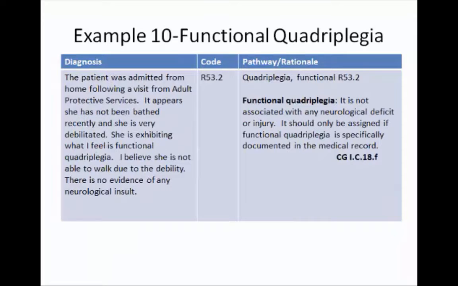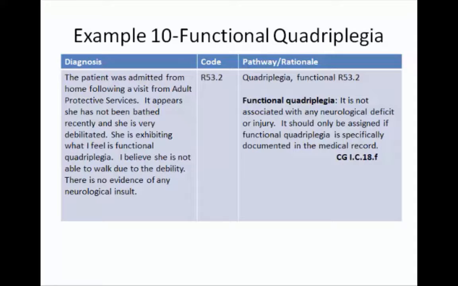Here we have a code for functional quadriplegia, and this distinction is made because if it were quadriplegia following a stroke or some kind of cerebrovascular insult, you could get a G code or an I code. But in this case, there's no other reason for this person's inability to move except for how debilitated she is. The patient was admitted from home following a visit from Adult Protective Services. It appears she has not been bathed recently, and she is very debilitated. She is exhibiting what I feel is functional quadriplegia.